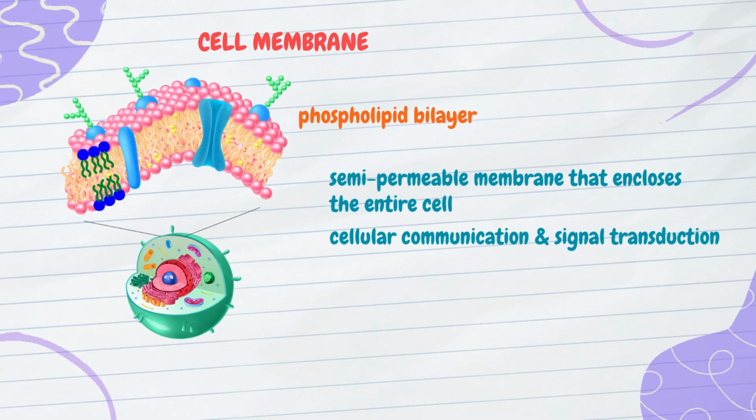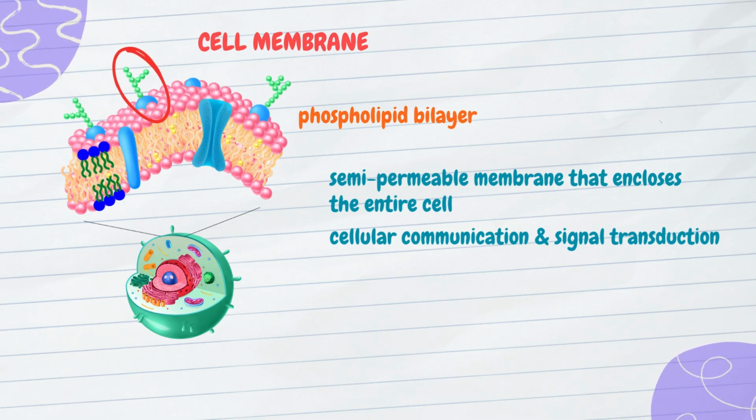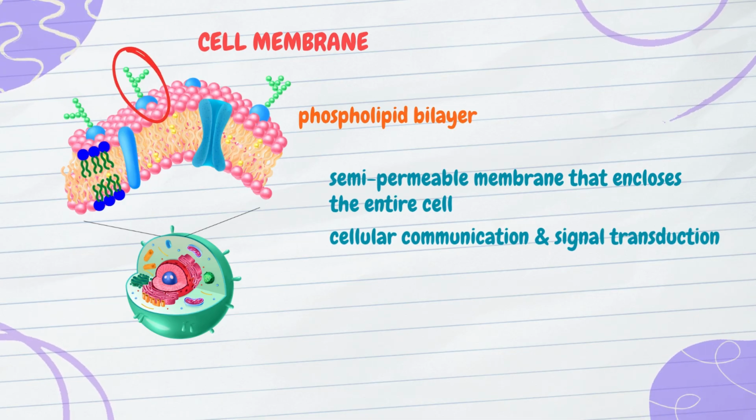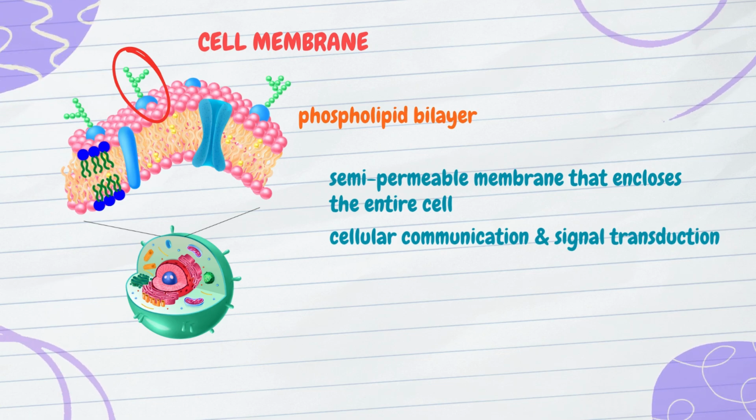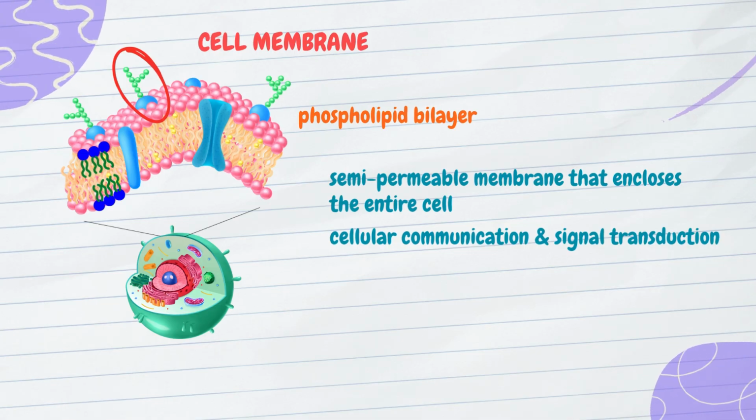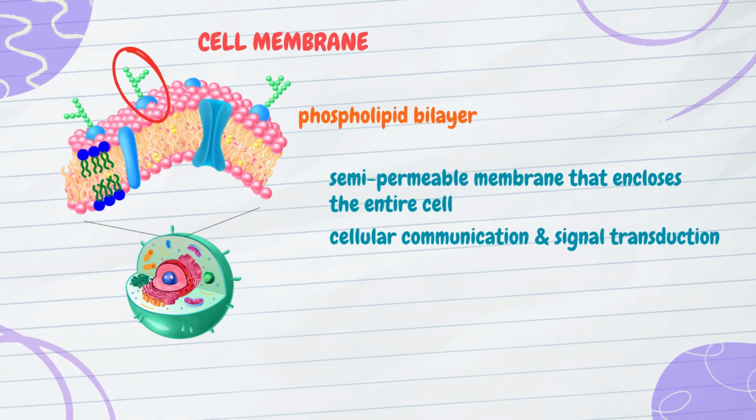In addition to its structural function, the cell membrane plays a crucial role in cellular communication and signal transduction. It contains receptor proteins that can recognize and bind specific signaling molecules, triggering intracellular responses. These signals can initiate various cellular processes such as growth, metabolism, and gene expression.